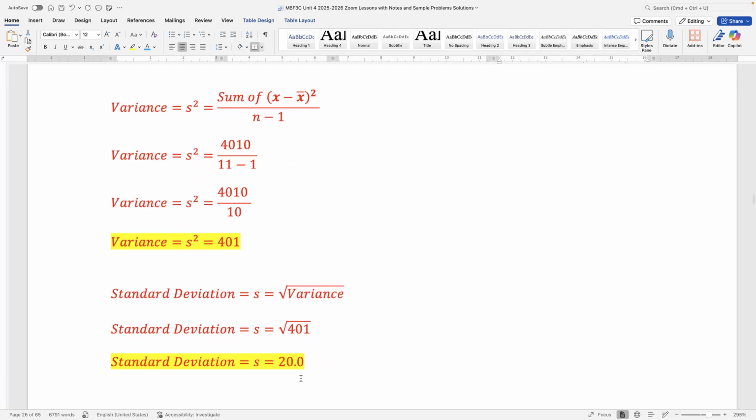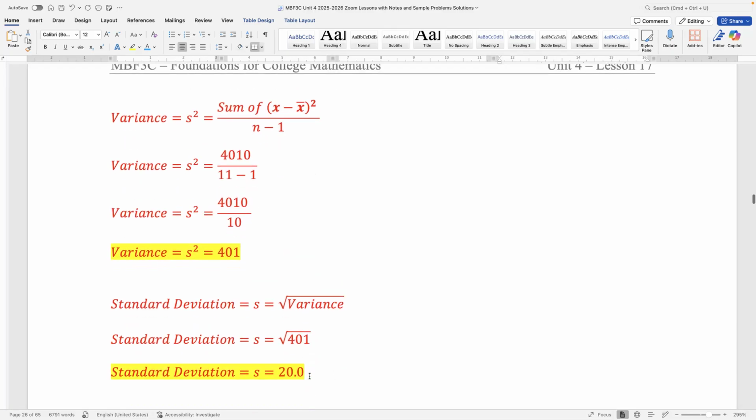20.0. It's 20.0 something. If you take your calculator, turn it on first, and take the square root of 401, you get 20.02498439. But if you round that to one decimal place, you'll get 20.0. So that's why it's 20.0 and not 20. So the standard deviation is 20.